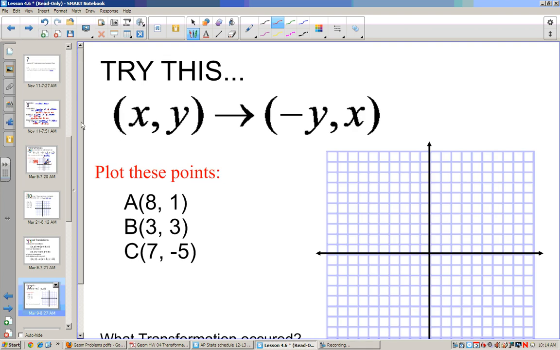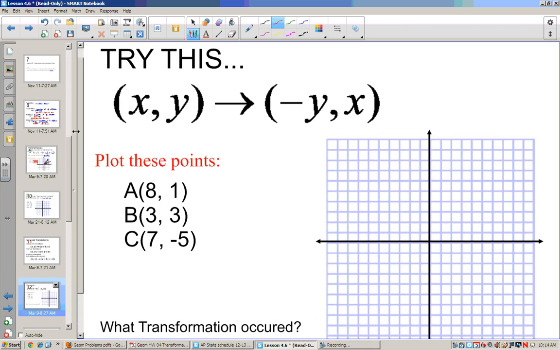Now let's graph these 3 points and try this transformation and figure out what transformation occurred. We have 8, 1, 3, 3, and 7, negative 5.